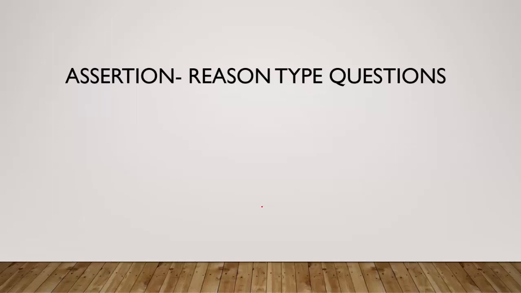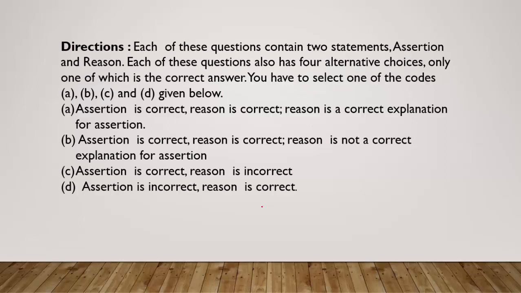Now I would like to solve some assertion and reason type questions. Already you know how to solve these kinds of problems. Once again I will explain the directions. Each of these questions contains two statements, assertion and reason, or statement 1 and statement 2. Each question also has 4 alternative choices, only one of which is the correct answer. You have to select one of the codes A, B, C and D.